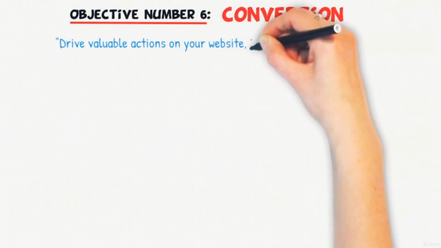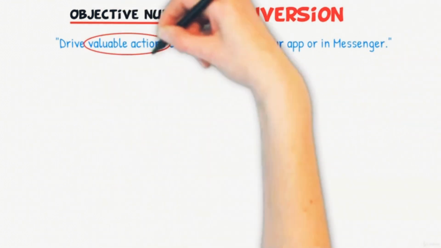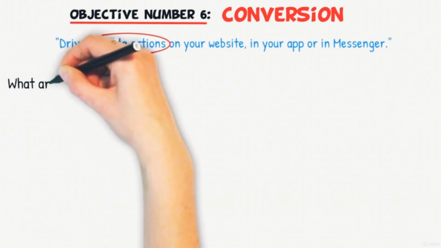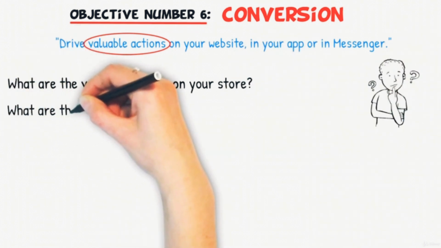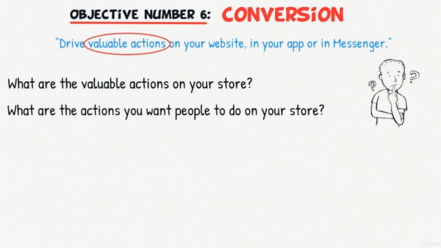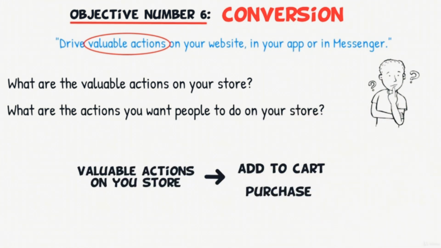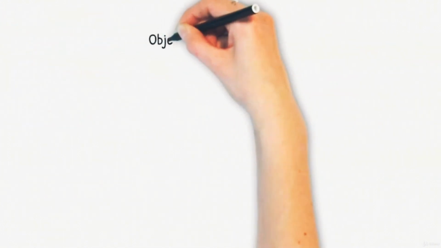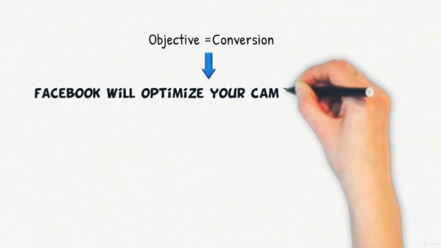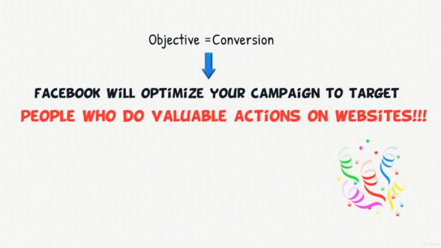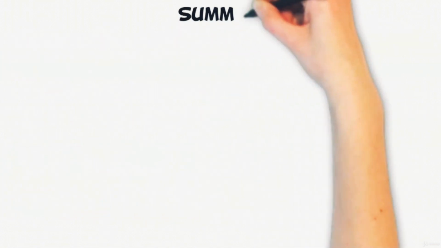Objective number 6, conversion. The simplest translation of this objective is drive valuable action on your website, in your app, or in Messenger. Pay attention. Conversion objective helps you drive valuable actions on your website. And what are the valuable actions on your store? What are the actions you want people to do on your store? Well, I'm quite sure you want people to add to cart and then to purchase. If you choose this objective, Facebook will optimize your campaign to target people who do valuable actions on your website. And this is exactly what you want.